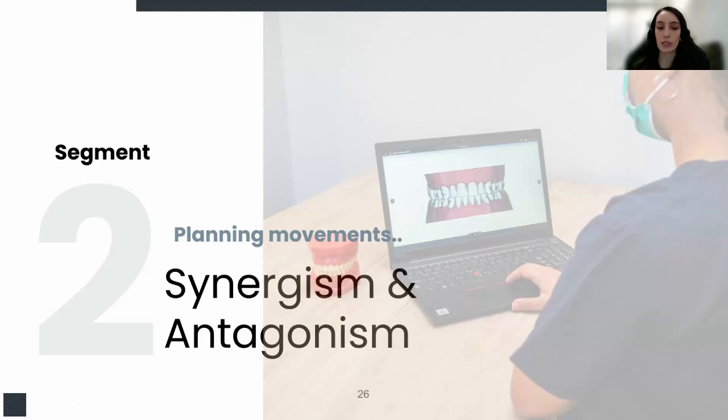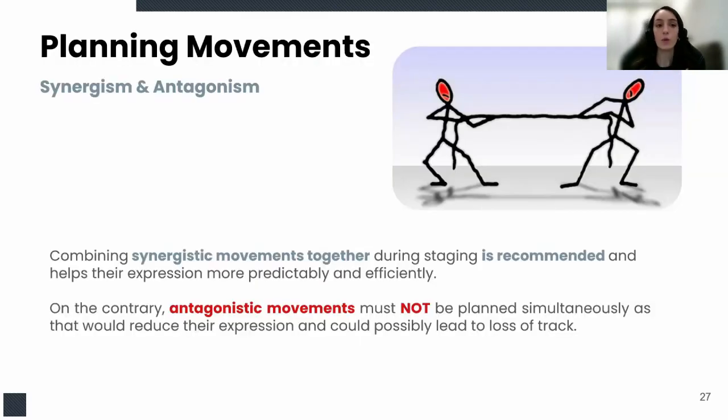antagonism and planning movements with synergism and antagonism. So we all know Newton's third law, and it is with every action, there is an equal and opposite reaction. So we know that every time we plan for a specific movement, we have an opposing movement that happens as a counteractive force to the movement that we have already planned. And this is basically the main concept that we want to think about or talk about when we are planning for synergistic and antagonistic movements.